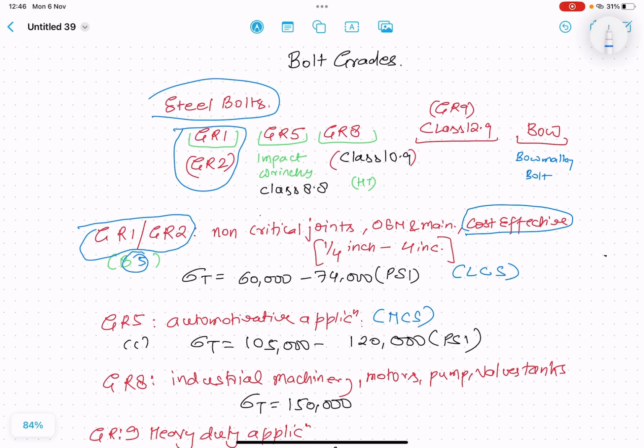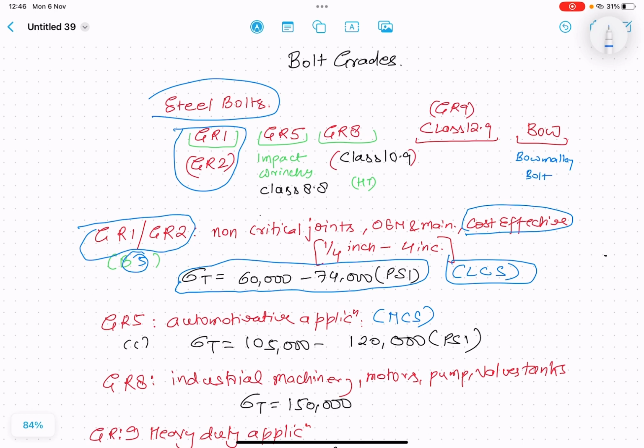Okay, now these grade 1 and grade 2 bolts are not that costly, and they are used in non-critical joints, for OEM, original equipment manufacturer, and maintenance purposes. Okay, these are cost effective, and their tensile strength is between 60,000 and 74,000 psi. These are grade 1 or grade 2 bolts, and class 5 also comes in this category. Basically these are cost effective and made of low carbon steel.